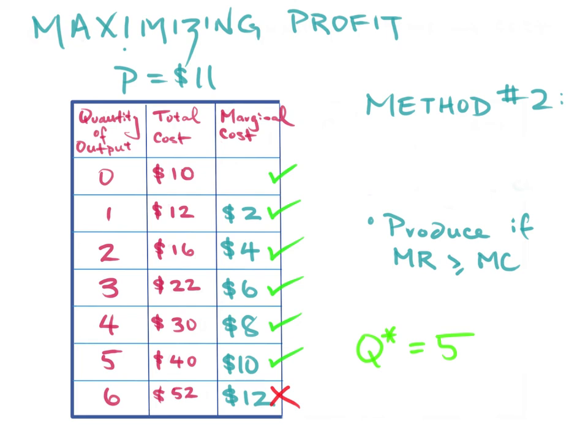This second technique brings us to the same conclusion as the first. 5 widgets is the optimal amount to produce. Here I'm demonstrating again how a rational person can think at the margin. You'll see this approach used a lot when we analyze particular markets, like a competitive market or a monopoly market, which are the next few lessons. But that's all for this topic for now.